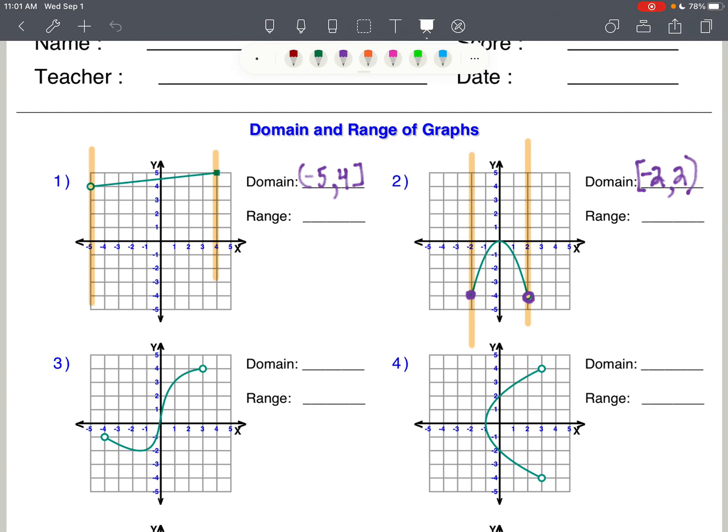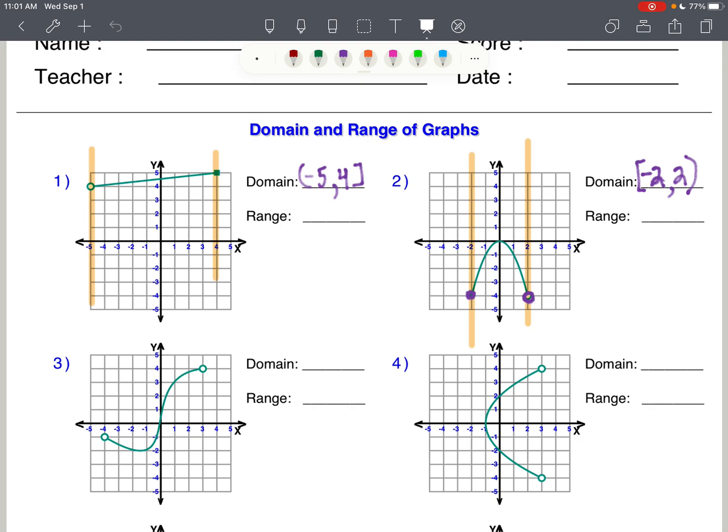So let me show you this. We go from -2 to +2. -2 is included because -2 is part of the domain. But +2, we go all the way up to +2, but when we get to +2, it's an open circle, so +2 is a parenthesis on the right. We always go from left to right, smaller to larger: smaller on the left, larger on the right.